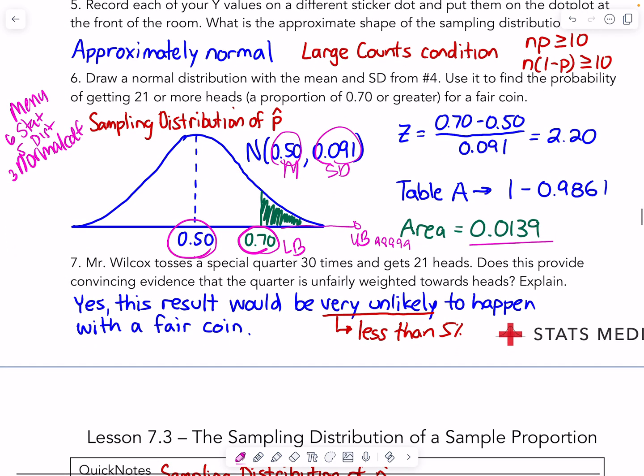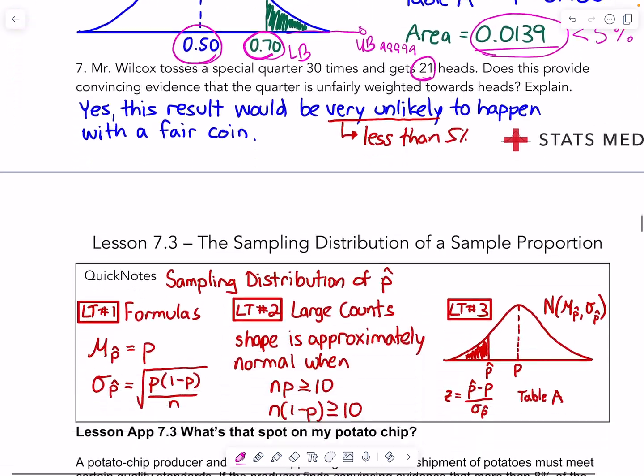If I toss a special quarter 30 times and get 21 heads, does that provide convincing evidence that the quarter is unfairly weighted? Well, 21 heads is 21 out of 30, which is 70%, and the probability is 0.0139. Since that's less than 5%, we consider that very unusual, and we consider it unlikely to happen.